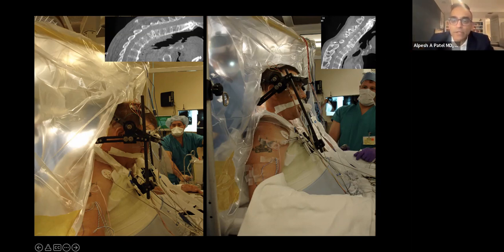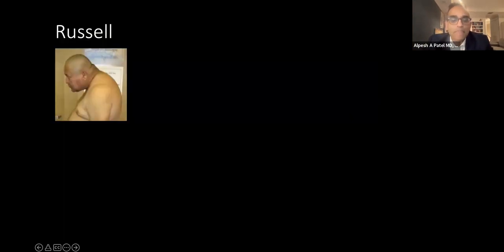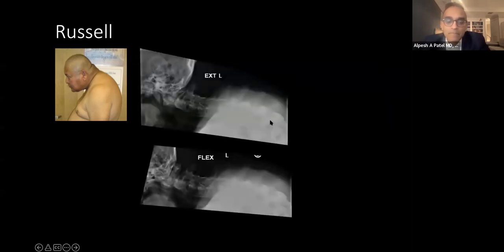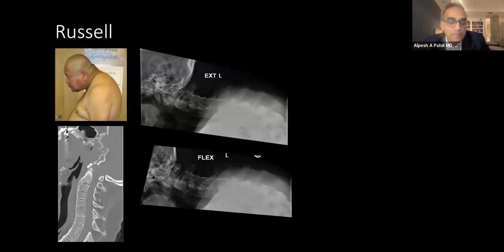And so we've tried to look for solutions on how we can get a better assessment of alignment in the OR. So this was, like I said, early in my career, this is that same patient that we started with, Russell, who came in with that progressive deformity. These are his films, really no flexion or extension going on in the subaxial spine. Here's his CT scan.